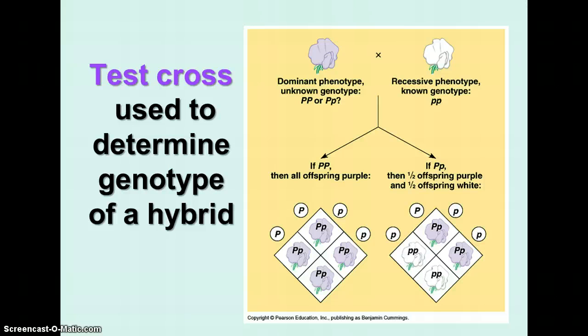In order to find out what the genotype of an organism is, sometimes you have to do a test cross. This is when you have the dominant phenotype, but you're not really sure what the genotype is. You can cross it with a recessive known genotype to find out what the genotype of the original parent was. And so if you end up with all purple offspring here, then you would know that this was a homozygous dominant genotype. If you end up with half purple and half white, you'd know that this was a heterozygous genotype.